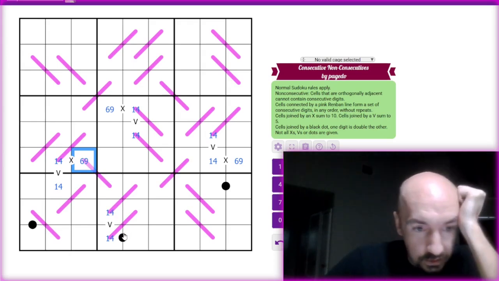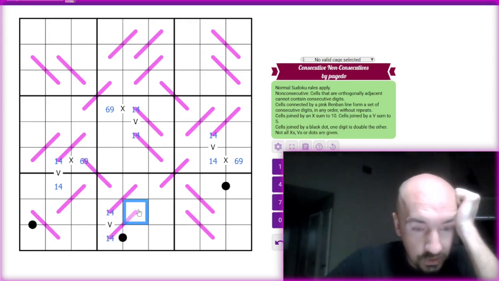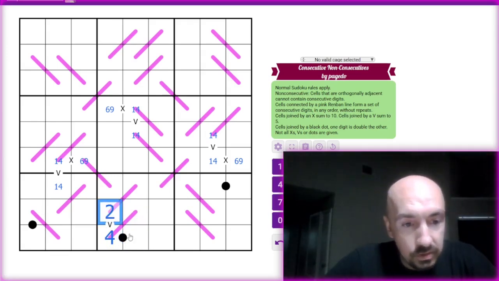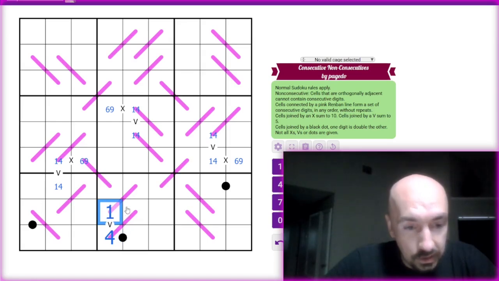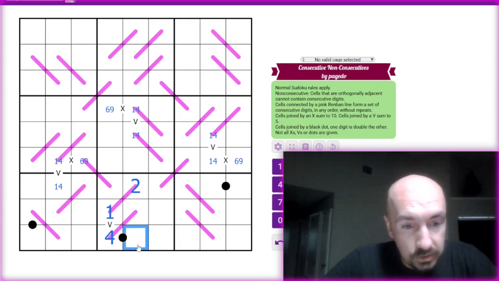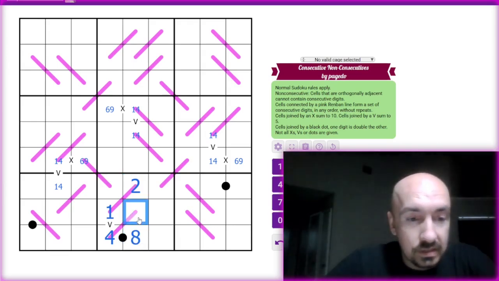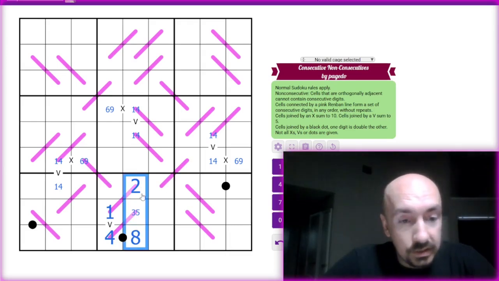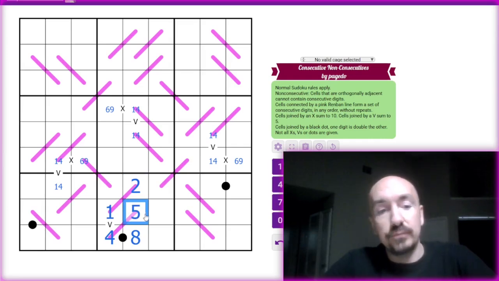Excuse me. Okay, so if this is a 1, this would have to be a 2, and this would also have to be a 2. So we can place that as a 4, and that's a 2. No, 4 and a 1, sorry. So then this is a 2. Now this 4 can no longer be a 2, but it can be an 8. So this has to be either a 3 or a 5. Oh, hang on. Orthogonally connected. This cannot be a 3 because that is orthogonally connected to a 2. So this is a 5.